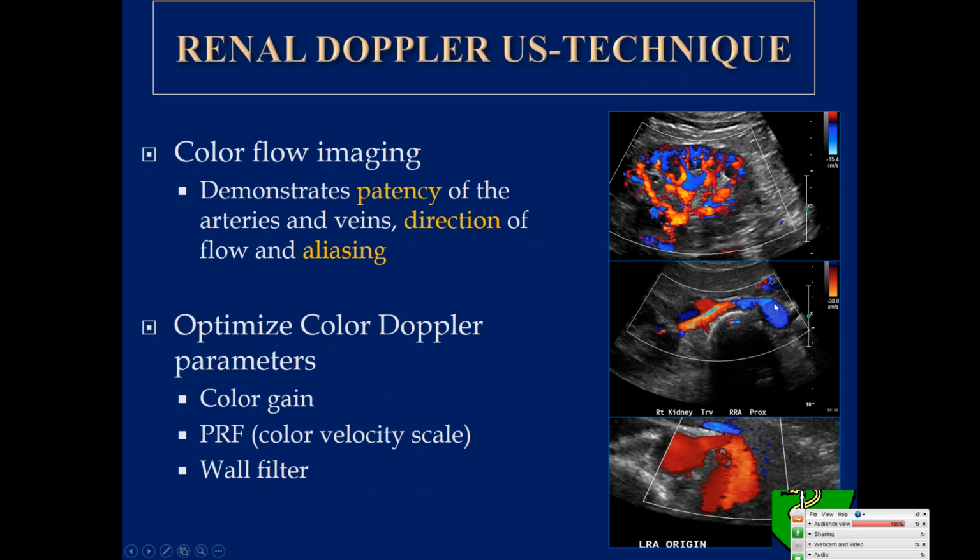With color gain, we wanted to make sure that the vessel is filled entirely with the color. We wanted to optimize our PRFs and make sure it's not set to very low numbers, so you're not going to have aliasing all throughout the vessel, but it's going to display nice laminar flow. And also we use low filters when we evaluate on color Doppler.